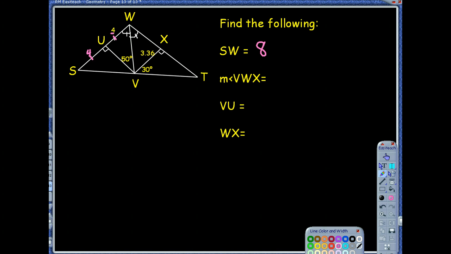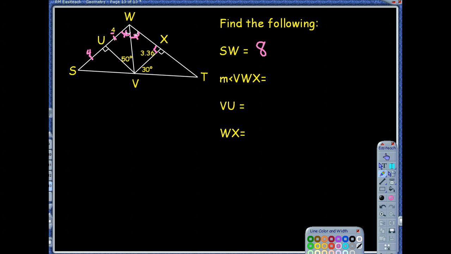The measure of angle VWX. Let's look at this one. VWX, so this angle right here. Okay, I see that it's labeled congruent to another angle, which is angle VWU. And I noticed that angle is involved in a triangle that doesn't really have a whole lot of information besides that it's going to be a right angle as well.